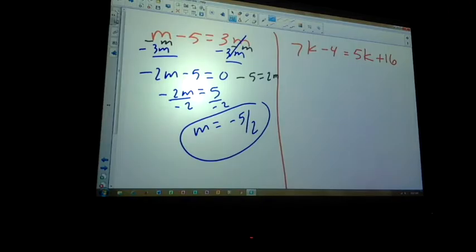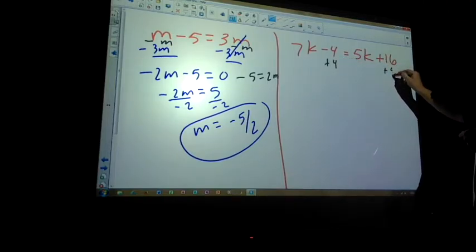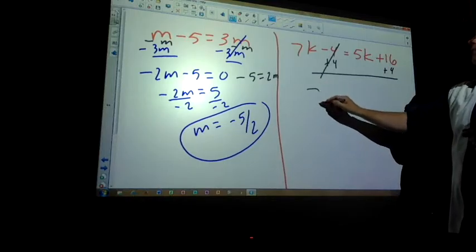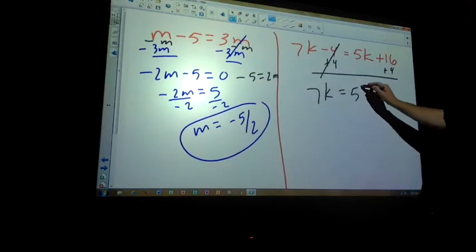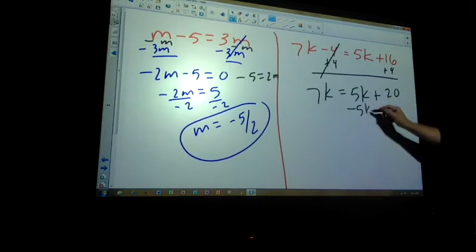Someone got a shout out on the second one? Yes. Go ahead. Add 4. Add 4, I'm with you. Okay, that cancels. 7k equals 5k plus 20. Last step. Minus 5k. Almost the next step. Subtract 5k.